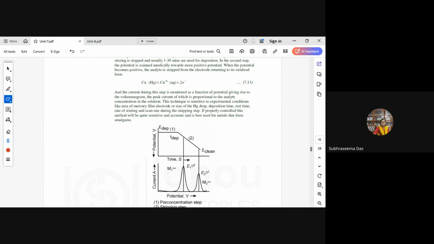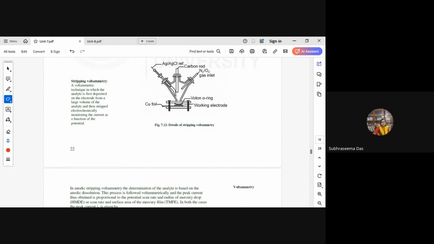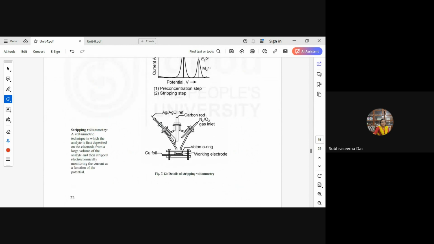This technique is very sensitive to experimental conditions such as the size of the mercury drop, the deposition time, the rest time, the rate of stripping, and other factors. If these are properly controlled, then this method is very sensitive and accurate, and it can be used for metals that form amalgams. Figure 7.12 shows the details of stripping voltammetry.